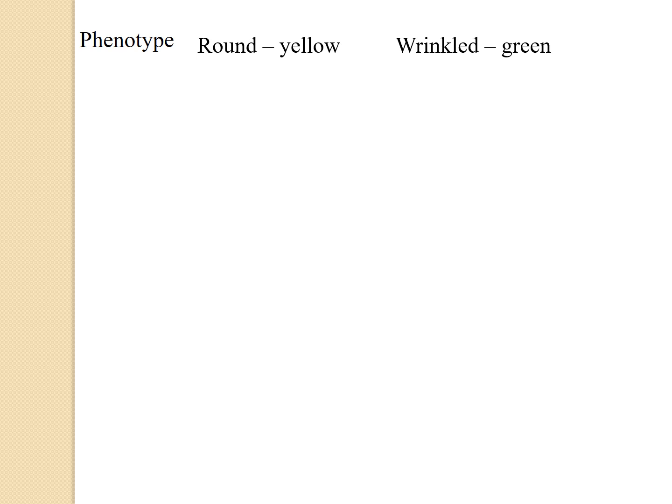Now coming to genotype. As you already know, we are going to write capital letters for dominant and small letters for recessive. So my genotype for round yellow will be capital R, capital R, capital Y, capital Y, and for wrinkled green it is going to be small r, small r, small y, small y. This is basically going to tell you that it is the dominant form and the recessive form of that particular physical appearance. Then comes gametes.